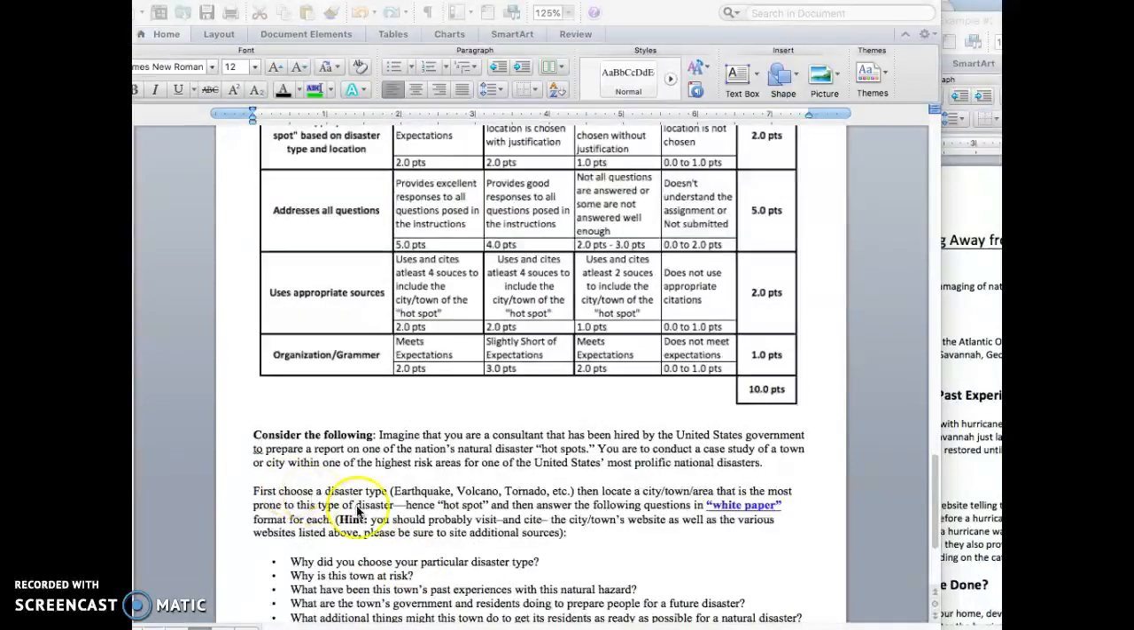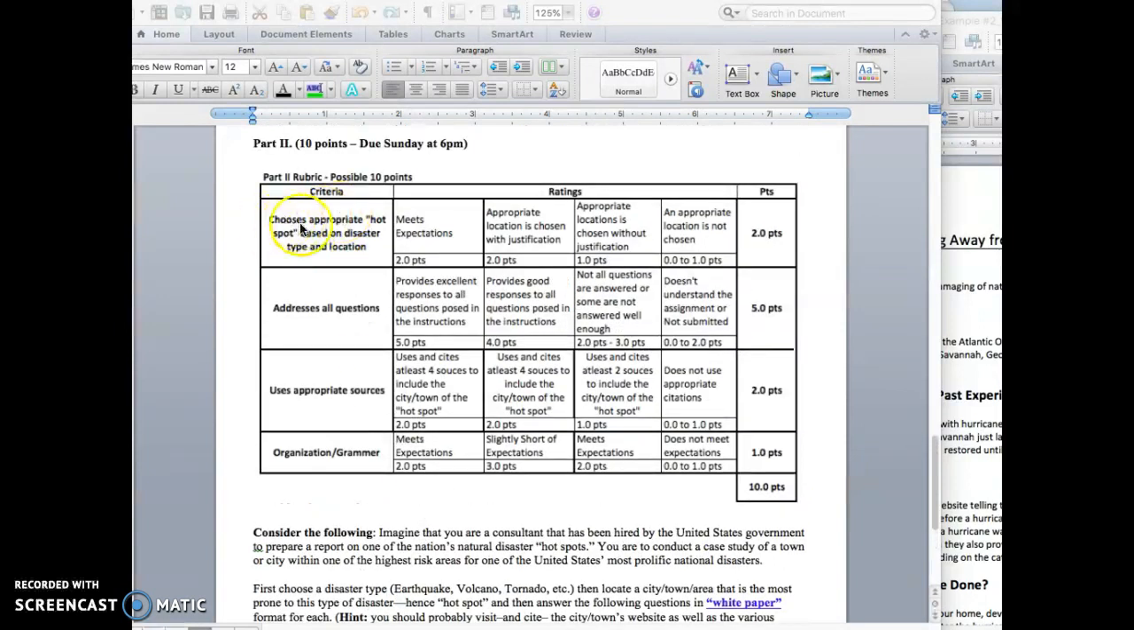So looking down here in the instructions, first choose a disaster type. So you had to find the disaster. Let's say for the earthquake, it was a place in Alaska, which most people usually think of the western states, San Francisco, but really they're more apt to happen in Alaska. So this is the choose an appropriate hotspot. So you choose your disaster. An appropriate hotspot would be the location where this happened.